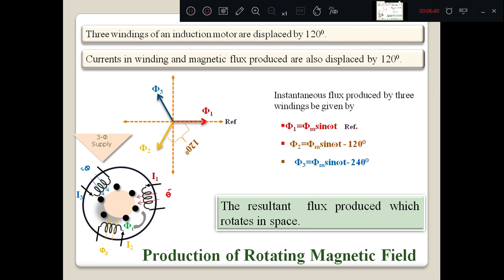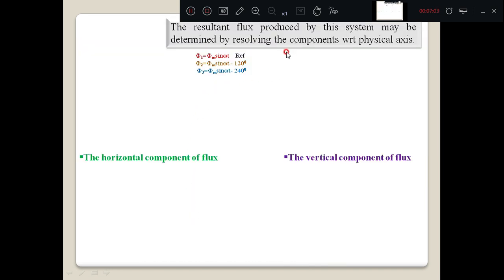When these fluxes act on the rotor, they produce a resultant flux that has a constant magnitude, however it is rotating. How exactly this resultant flux rotates, we'll see. If there are three vectors and you are interested in the resultant flux and its direction, you have to resolve phi 1, phi 2, phi 3 into horizontal and vertical components. Then you find the resultant flux as well as its direction. The same procedure is followed here.